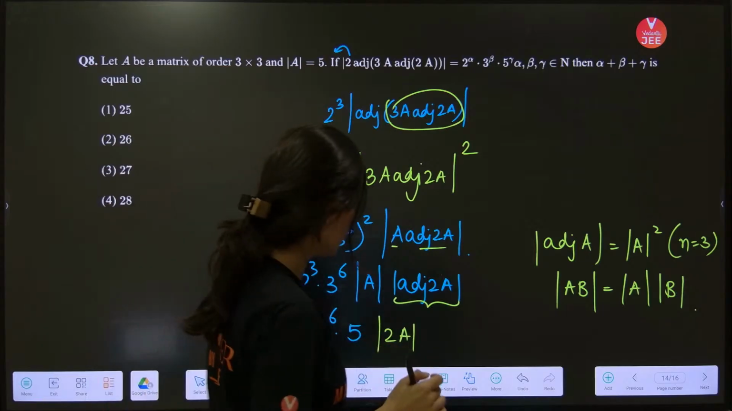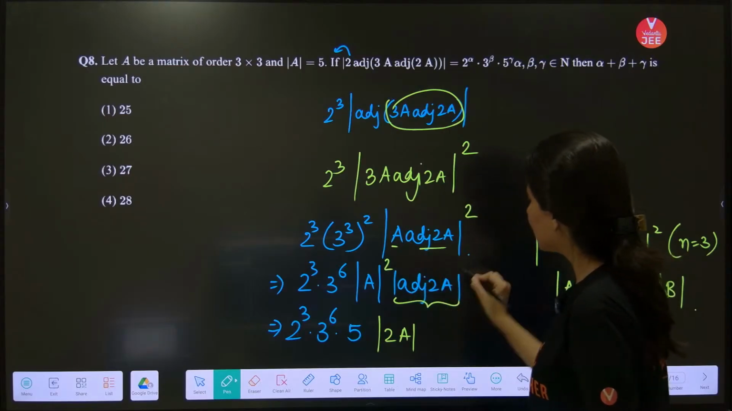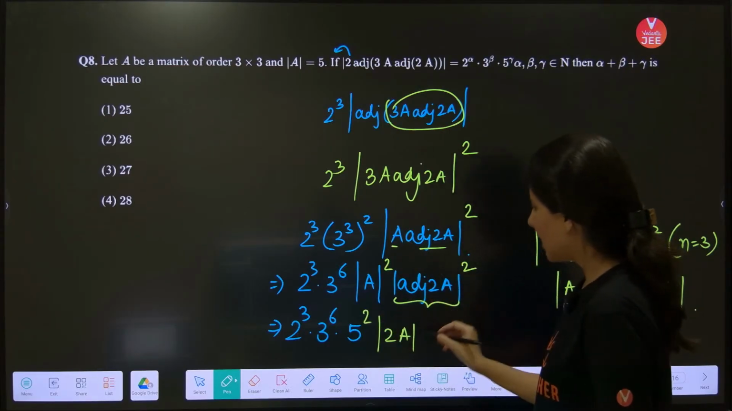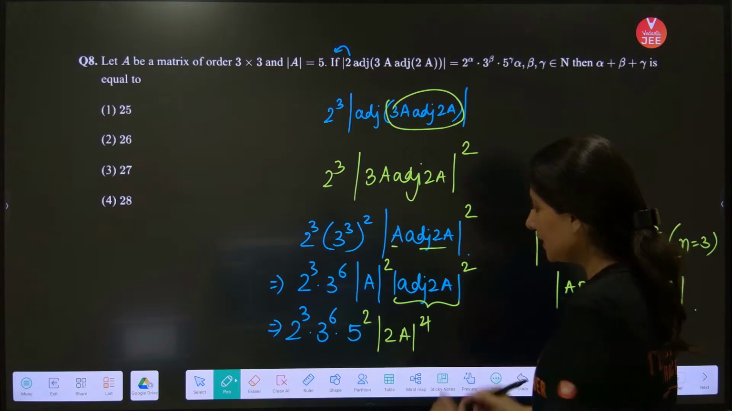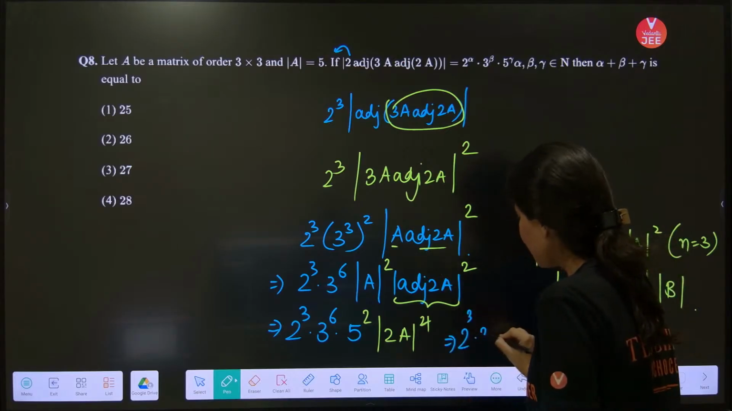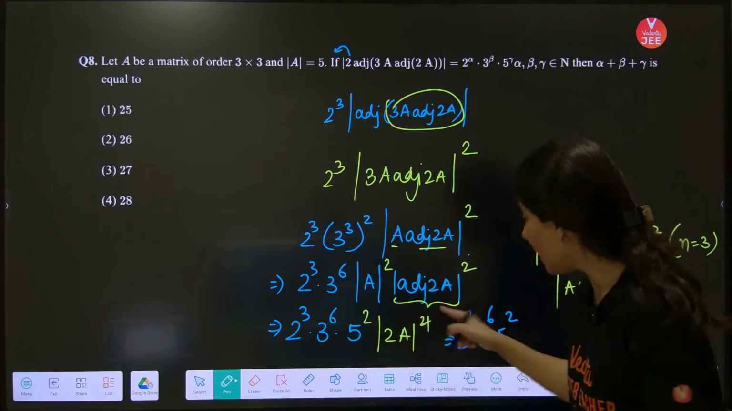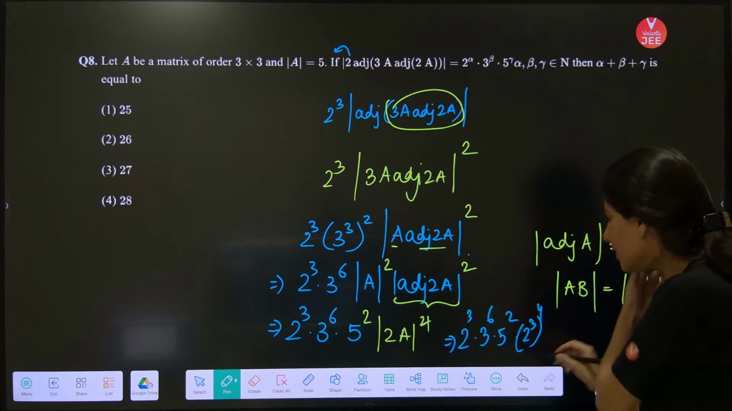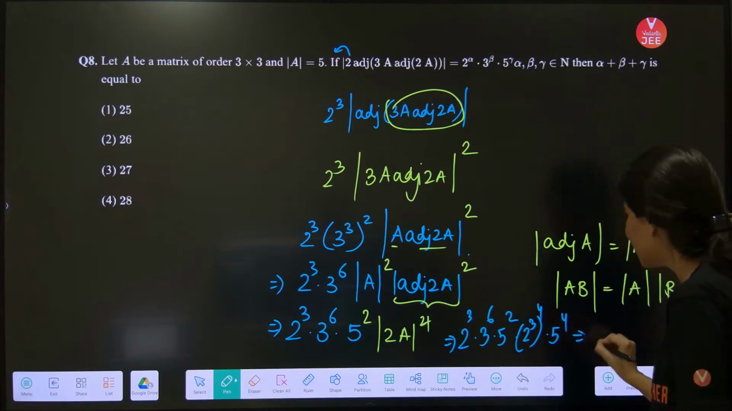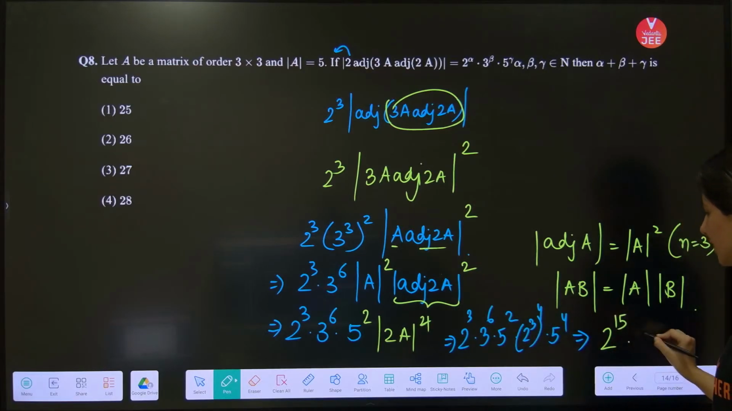Oops. Hold on. So this is square already there. So determinant A square and this is also square. 5 square, and square was already there and one more square, so 4. Now this is 2 cube, 3 power 6, 5 power 4. Now 2 will come out, it will be cube and 4. So 2 cube power 4, and determinant A power 4, so this is 5 power 4. So final answer: 2 power 4, 3s are 12, 12 plus 3 is 15, 3 power 6, 5 power 6.